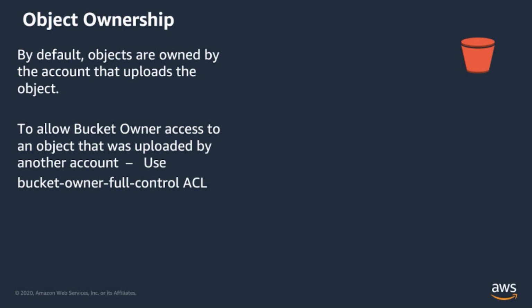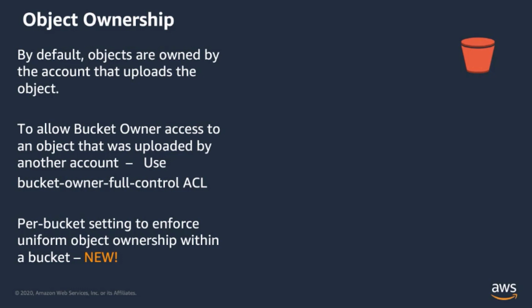So when you allow another account to put objects into your bucket, the account that uploads the objects retains ownership and control of those objects. In order for the bucket owner to access the objects uploaded by another account, the uploading account must add an ACL, bucket owner full control. This gives the bucket owner permission to the object, but not ownership of the object, which means that the bucket owner could not then share those objects with others using a bucket policy.